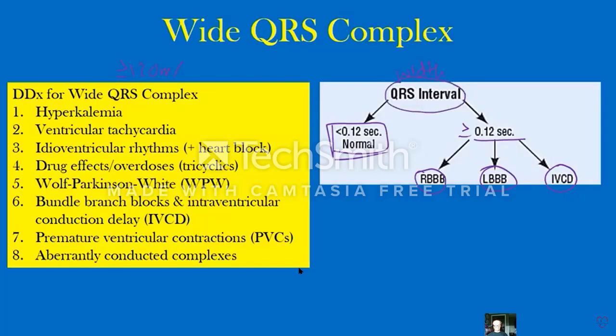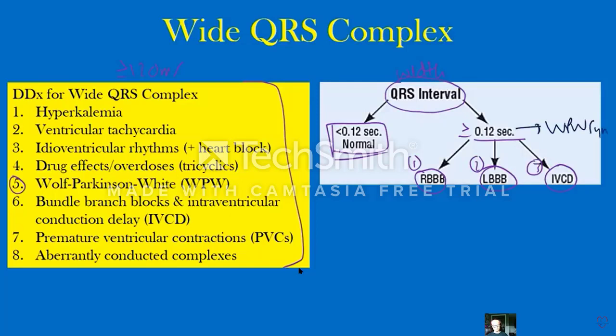Now, those are really the three main things I want you to know: left bundle branch block, right bundle branch block, and intraventricular conduction delay. Pretty much this whole list here falls into these three categories, and the only exception is WPW syndrome. That's one that doesn't fall into these. So keep this as a side note: WPW syndrome. Remember to consider that one as well.